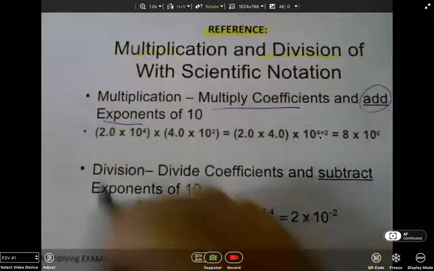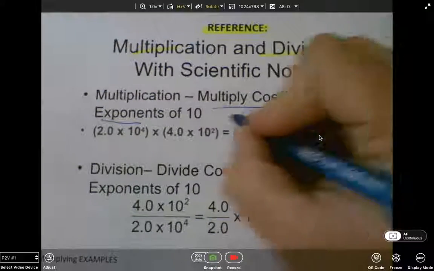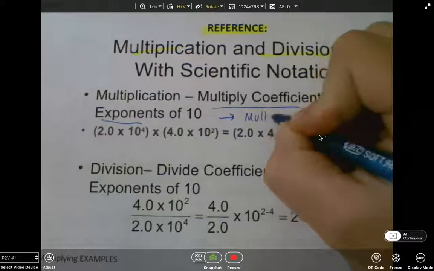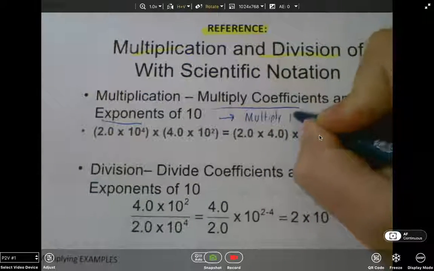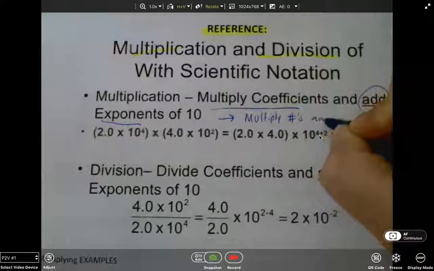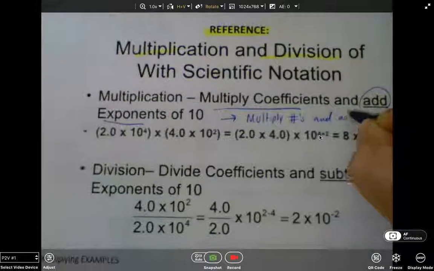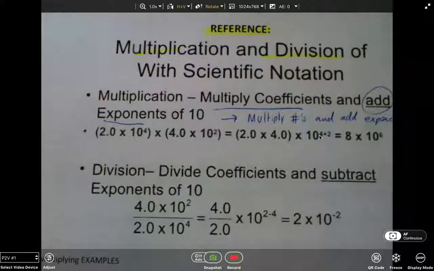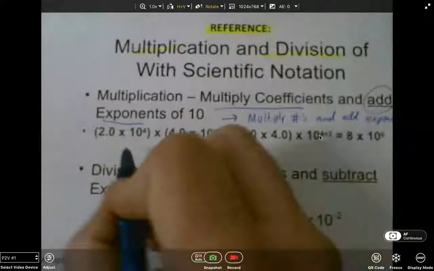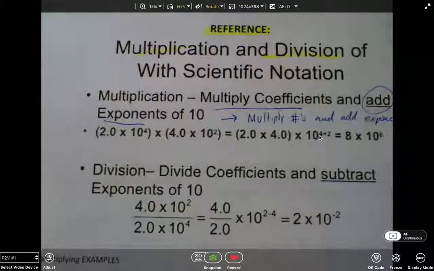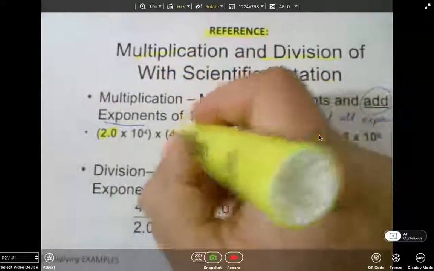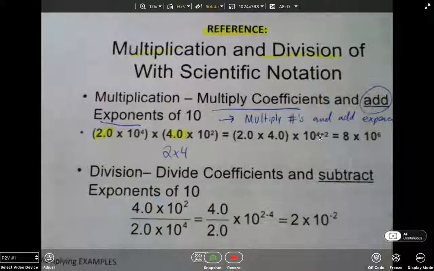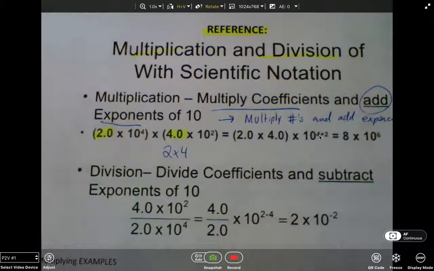So if you look at the example here, that's just a fancy way of saying, you copy this down, multiply numbers and add exponents. So the reason for that, well, first of all, if you look at this example, when you multiply, the first thing you do here is 2 times 4. And then the second thing you do is add the exponent.